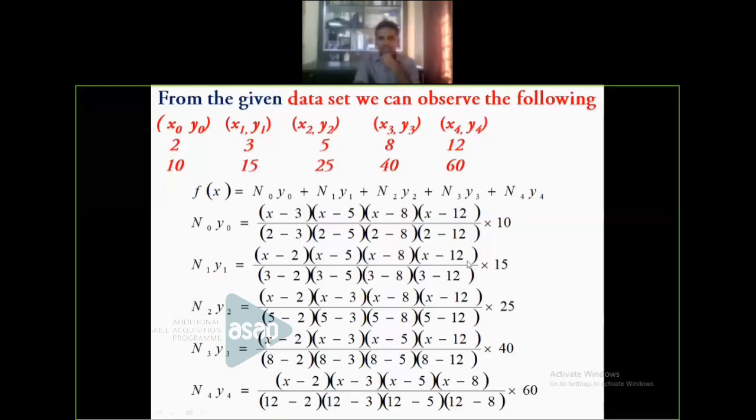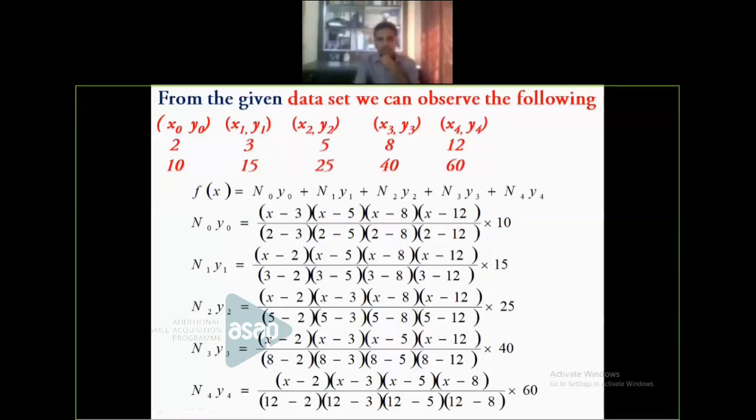So this entire thing is a polynomial set. When each of these terms, n0 y0, n1 y1, n2 y2, n3 y3, n4 y4, get added up, you get a polynomial of degree 4, which represents all 5 pairs of data we have. This is what is given by Lagrange interpolation.